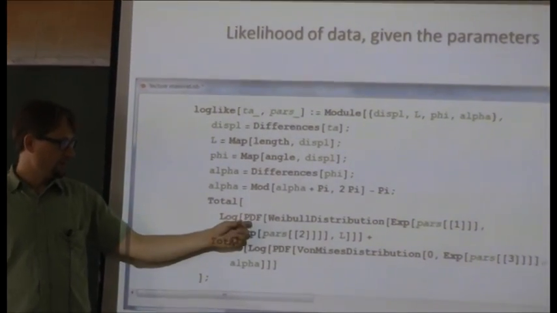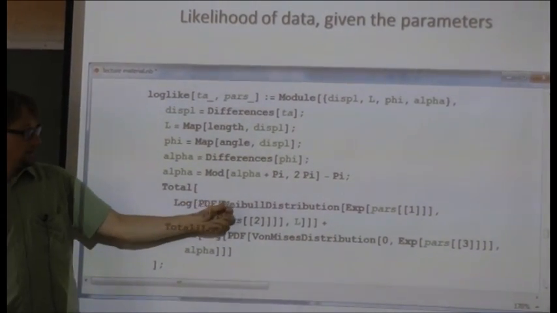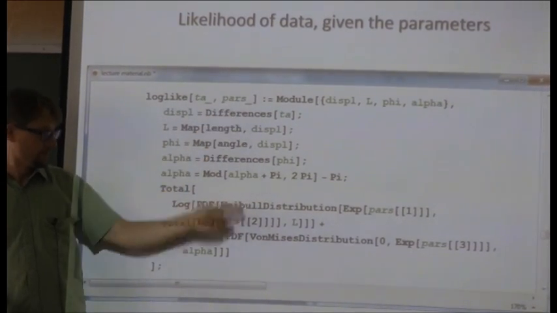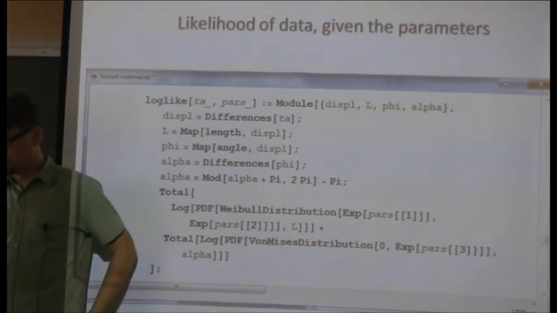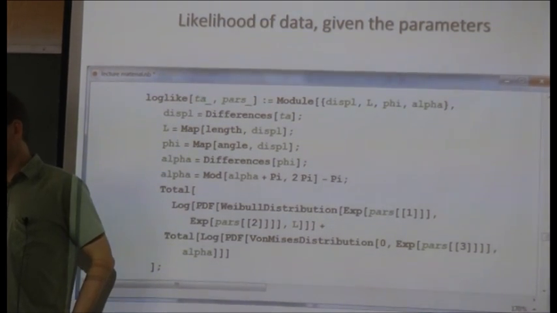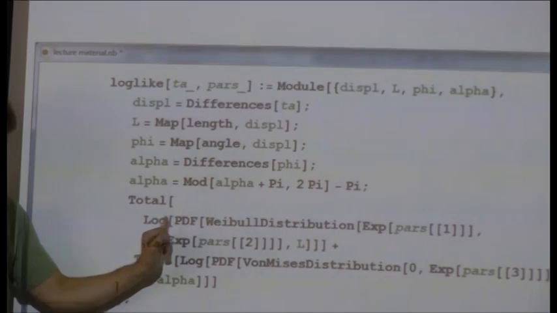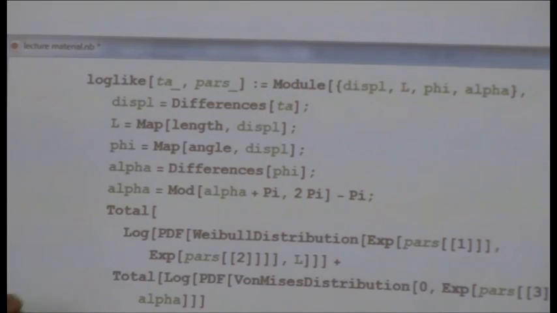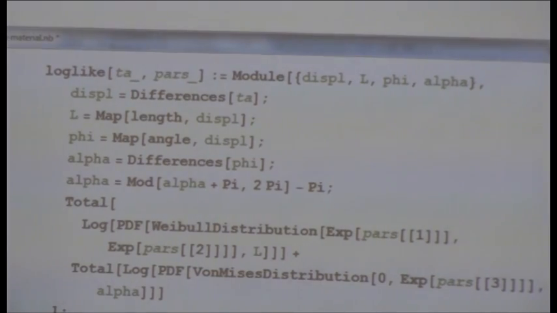So what we have here is the probability density function. This is the probability density of this Weibull distribution with those parameters that we feed in, evaluated at the step lengths. So step length is now a vector. I had like 100 steps in my data. There are hundreds of values of L. I just evaluate the probability density of this distribution for each of those. Okay? And then I should multiply these probabilities together to get the total probability.